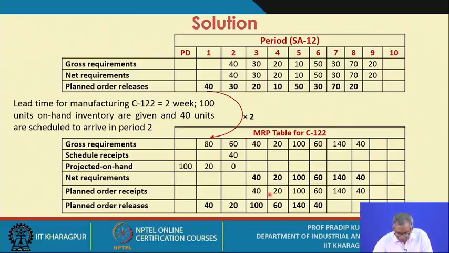So, the planned order receipts will be this one, and here the lead time is 2 weeks. That is why these 40 units you require in week 3, so 2 weeks before you place the order.